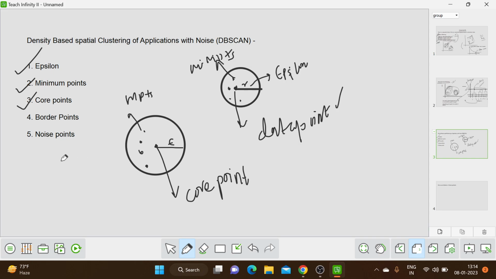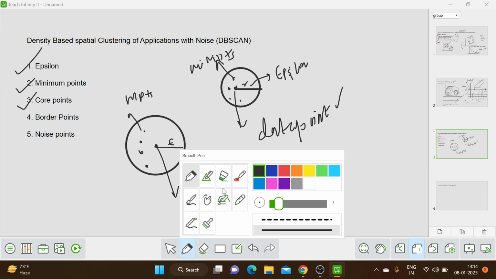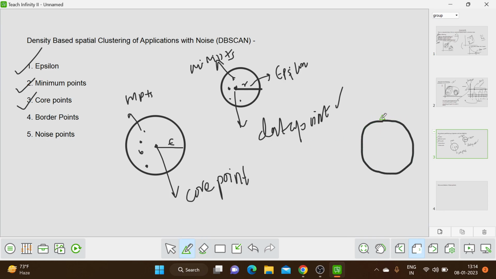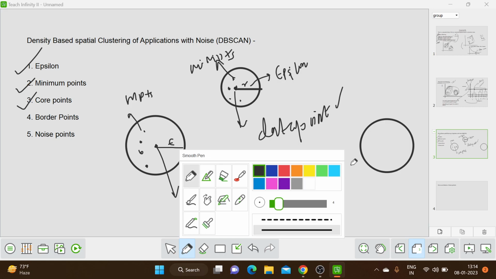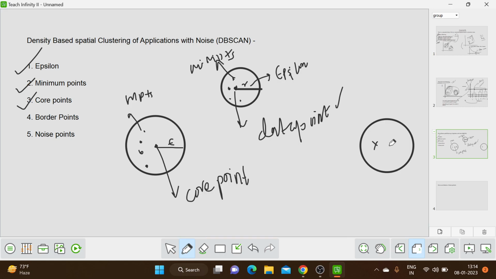Next is the border point. What is the border point? If I draw a circle here, suppose this is my core point and this is the data point, this is the radius. If I have one core point inside a circle, then this main data point is known as the border point. So border point is clear.